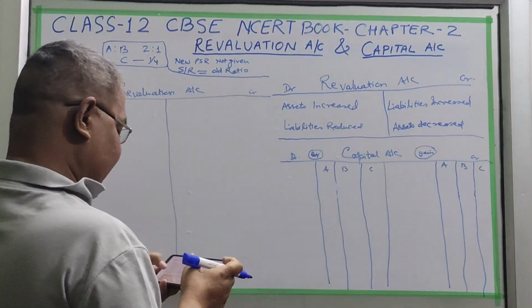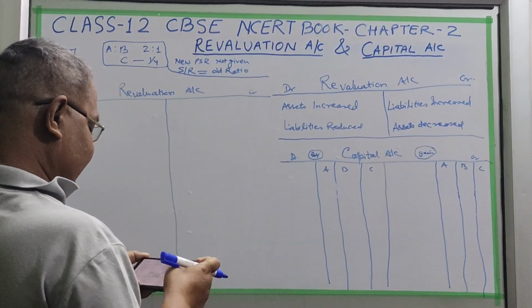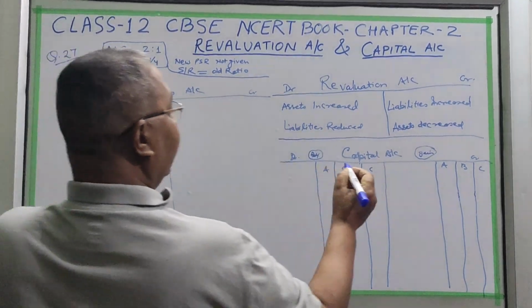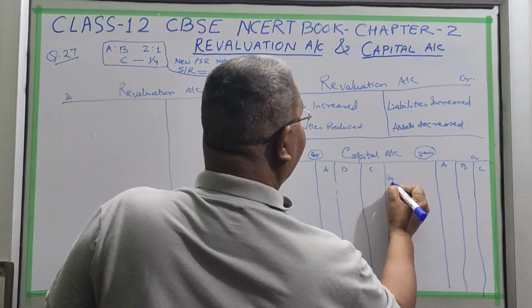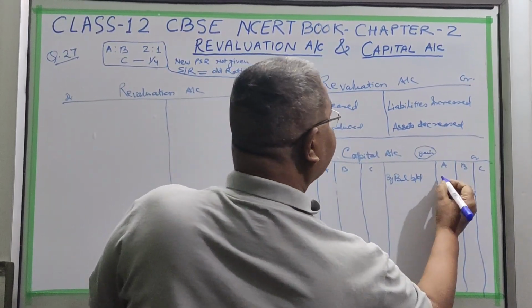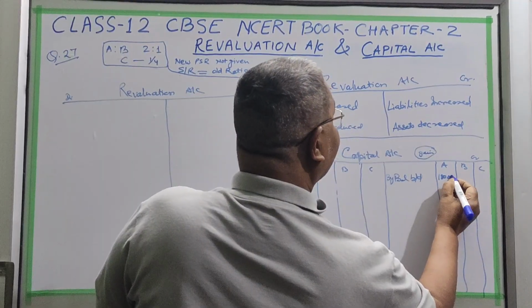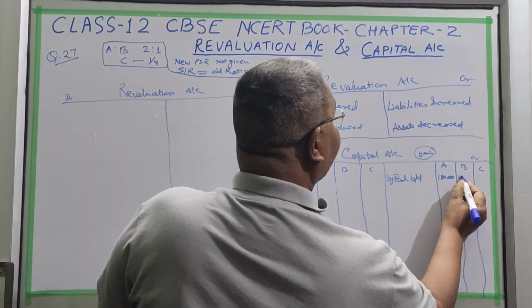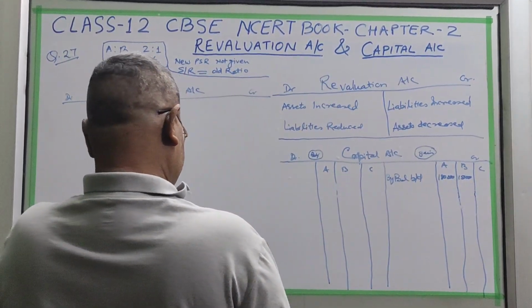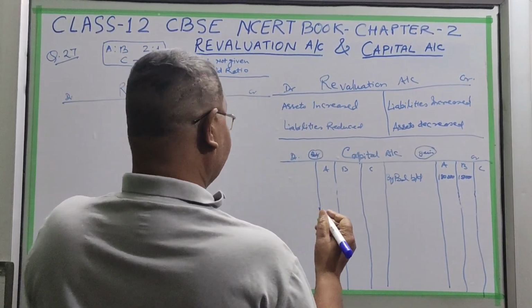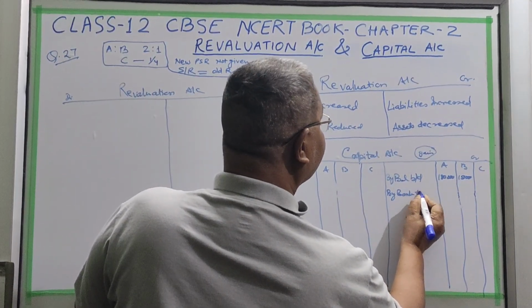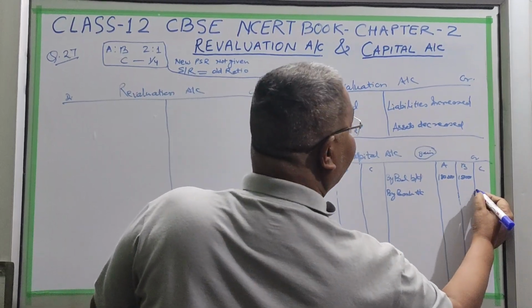First we will write the balances. By balance brought down, 1,80,000 and 1,50,000. C will bring 1 lakh rupees by bank account.